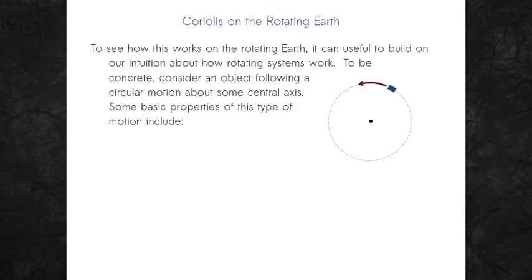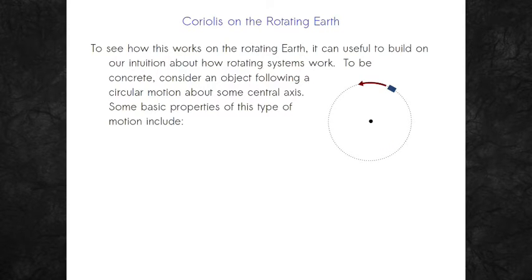So to be concrete, let's suppose that we have some object that's following a circular path, rotating around some central axis of rotation. So for our case, this would be some small mass of air in the atmosphere that's rotating around the Earth's axis, so some small air parcel. So some small mass of air we refer to as an air parcel. So an air parcel is a small mass of air. And so we've got some parcel of air that is circulating around the central axis of rotation.